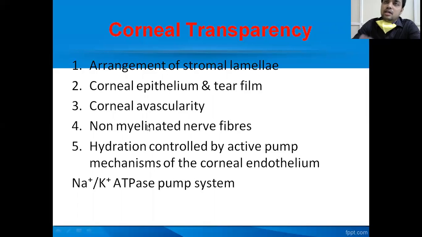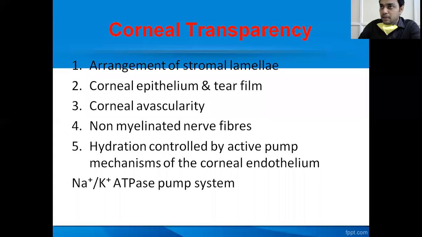And whatever nerve fibers are present in the cornea are non-myelinated. If they were myelinated, they would lead to opacity of the cornea. So whatever nerves are present in the cornea are non-myelinated, and this also helps in maintaining the transparency of the cornea. And hydration is controlled by the active pump mechanism in the corneal endothelium.